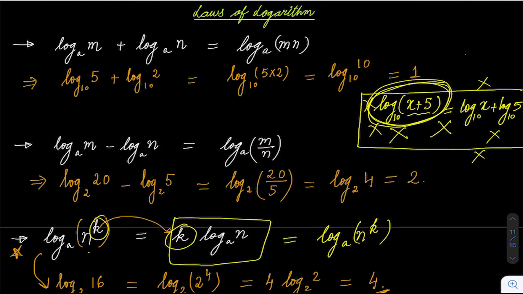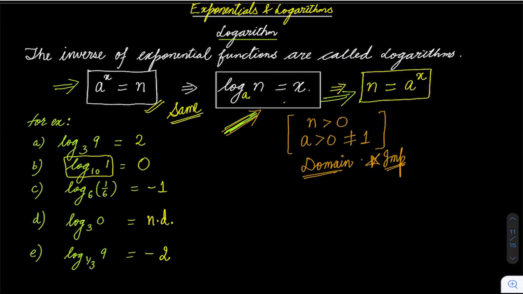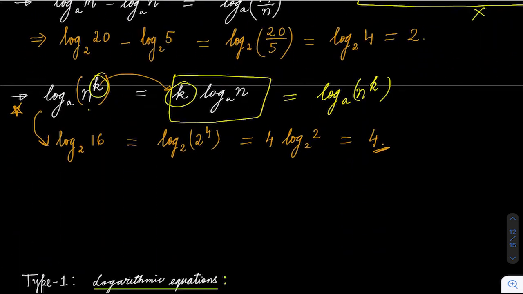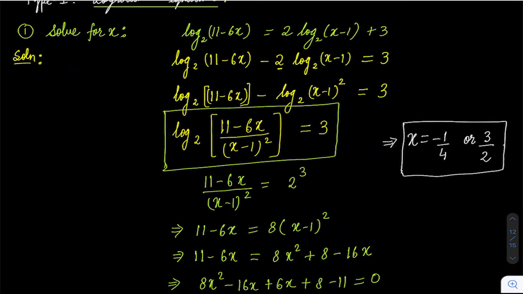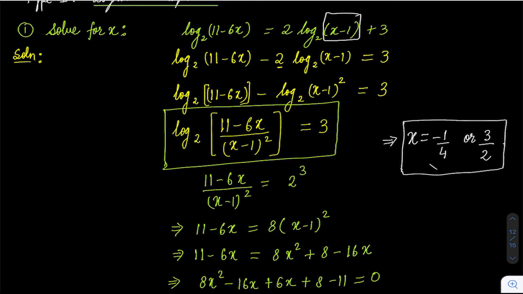I hope you remember this one very important point that we have discussed, this domain. You always have to check your answers when you are solving logarithmic equations, whether the answers are in the domain or not. So let's see. Now x is minus 1 by 4. If x is minus 1 by 4, just look at this term. This will become negative. And we know log of a negative number is not defined. So this cannot be my answer. So you have to reject this answer.